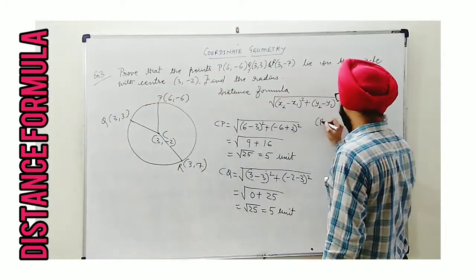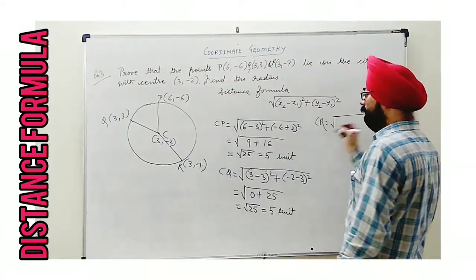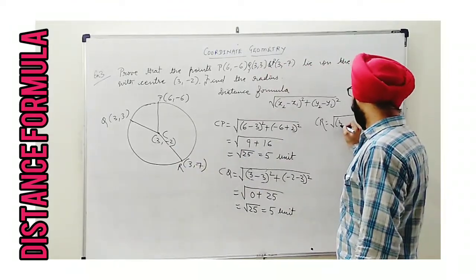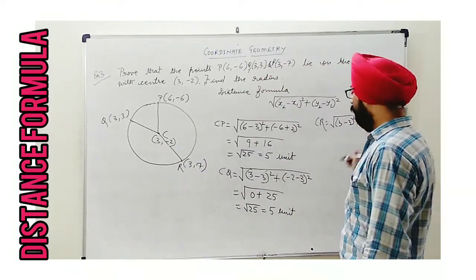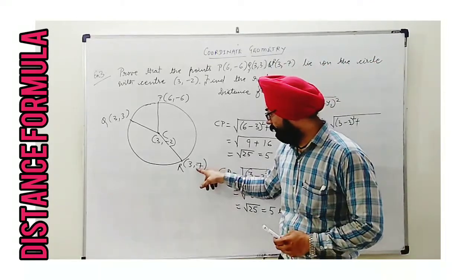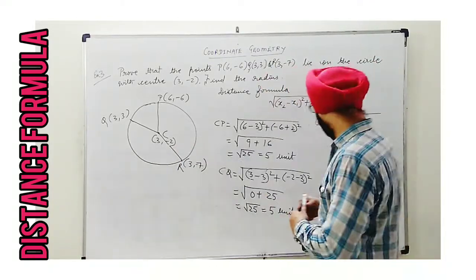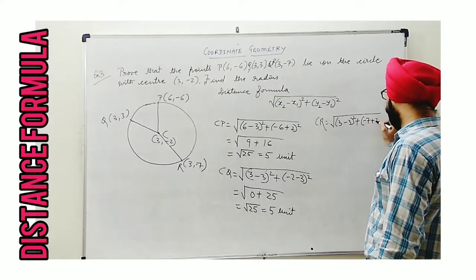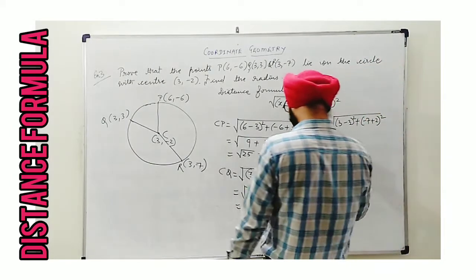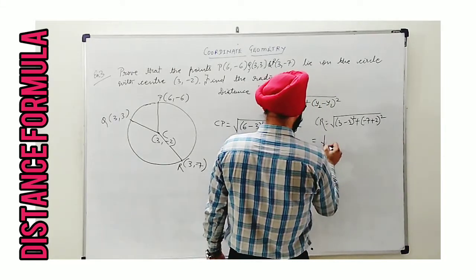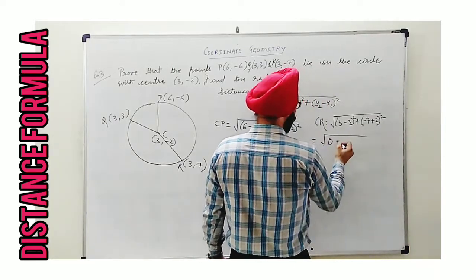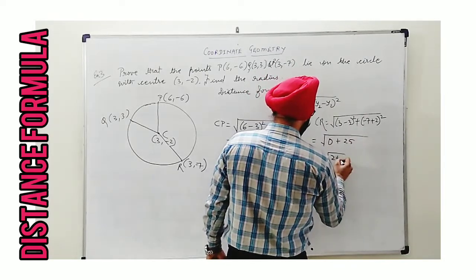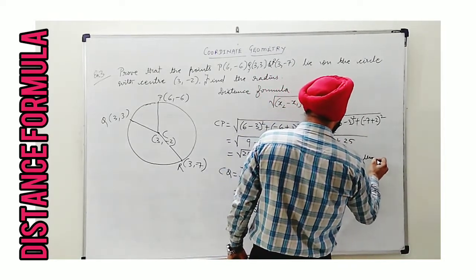CR, this is equal to difference between these two. First values 3 minus 3 whole square plus difference between this minus 7 and minus 2. So we will write minus 7 minus of minus 2, means plus 2 whole square. We find CR as 0 plus 5 square. This will become 25, and yes, we can see this also is 5 units.